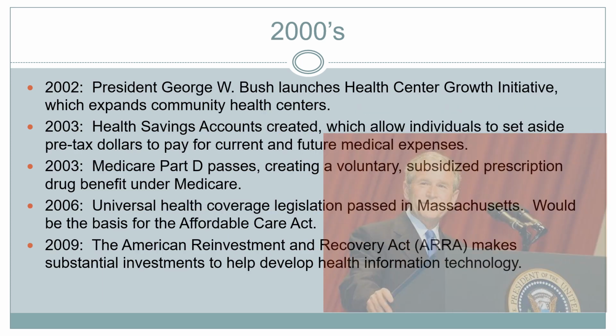In the 2000s, you had the debate around what ultimately became the Affordable Care Act. Universal coverage legislation was passed in Massachusetts, which was ultimately the basis for the creation of the Affordable Care Act in the Obama administration, which happened in the early 2010s. But the seeds for that were actually planted in Massachusetts in the late 2000s by the passage of that Universal Health Care Coverage Act.